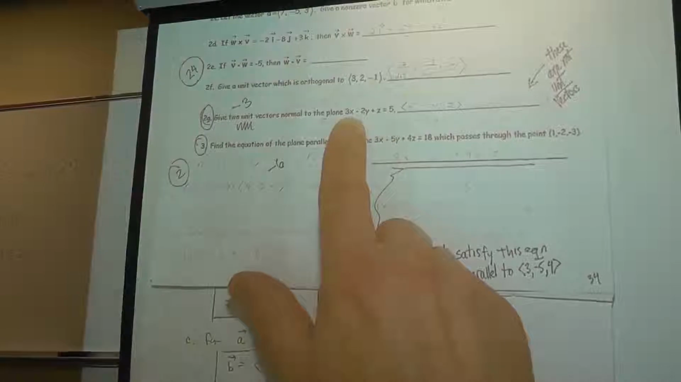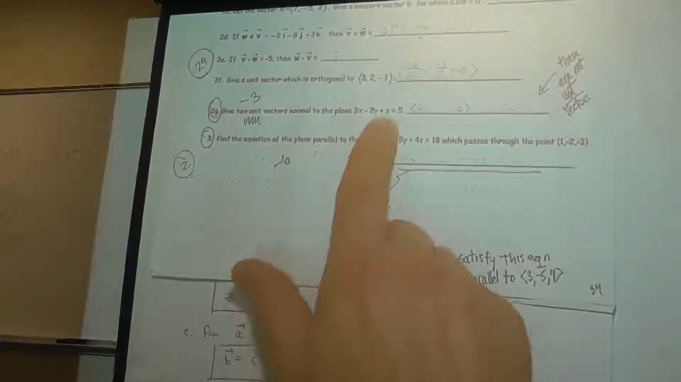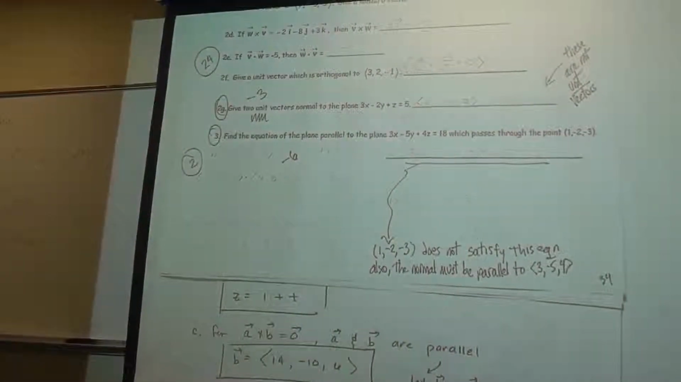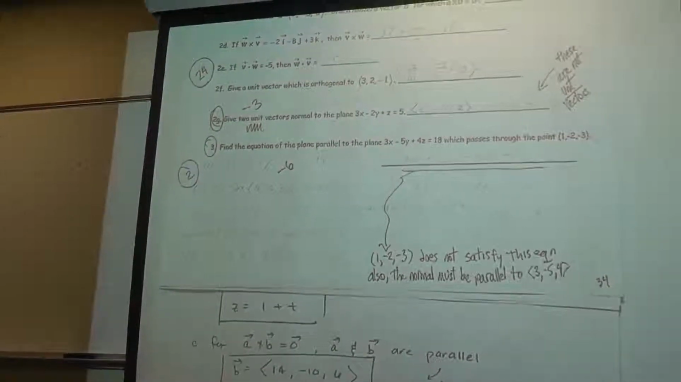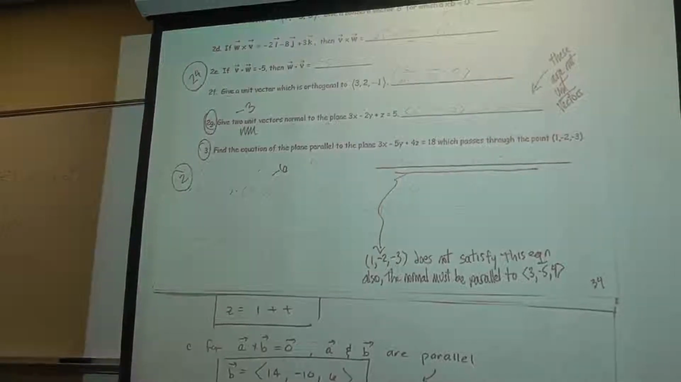So those 2 points, 0, 0, 5, and 1 for x, negative 1 for y, and 0 for z, are 2 points that are guaranteed to lie in the plane. Just make a vector between those 2 points. Because your head and your tail lie on that plane, that vector is guaranteed to be parallel to it.